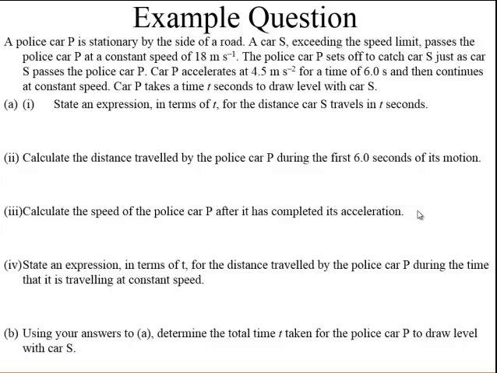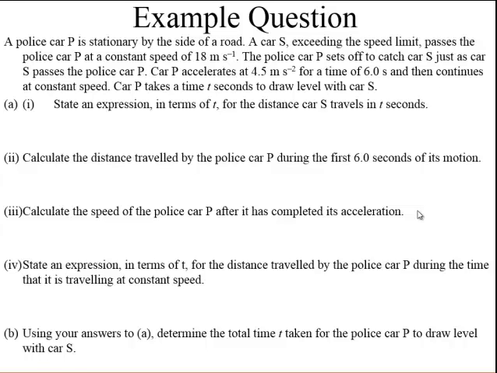An example of this would be my example question. A police car P is stationary by the side of the road. A car S is exceeding the speed limit and passes the police car at a constant speed of 18 meters per second. The police car sets off to catch the car just as the car passes. If car P accelerates at 4.5 meters per second squared for 6 seconds and then continues at constant speed, the police car eventually takes a certain time to draw level with car S.